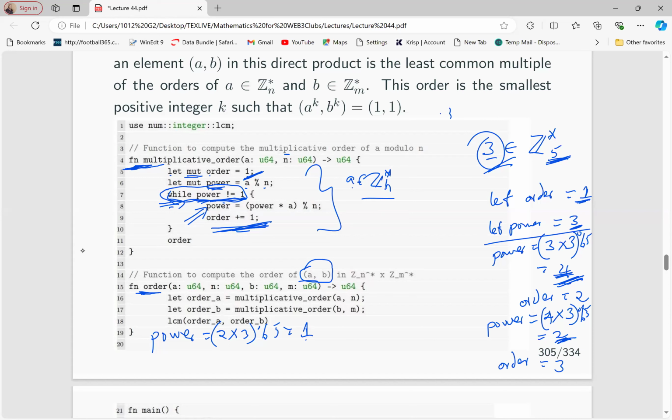So the power is 1. We just say the order, therefore, is 4, because we've done this calculation. The order is 4, and so that becomes the answer. So we exit the loop, since our power is now 1. That is how this part is going to work.